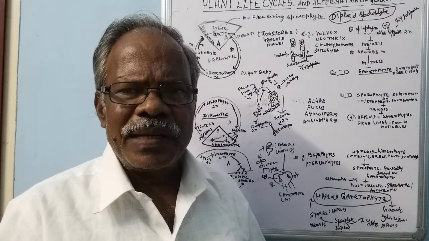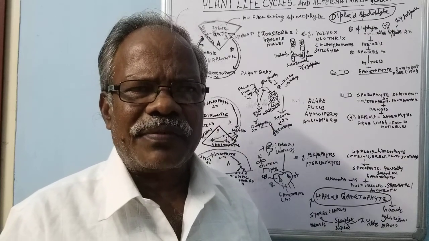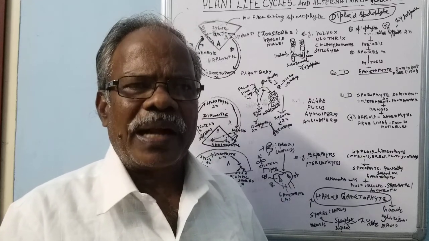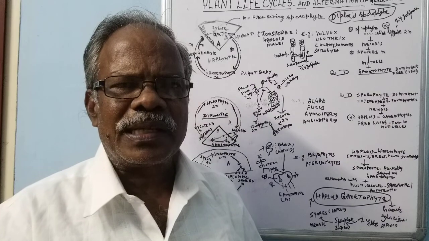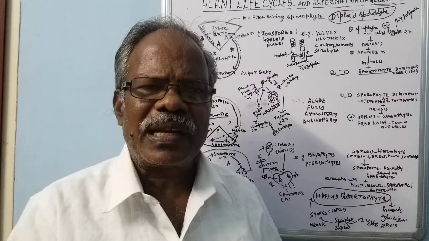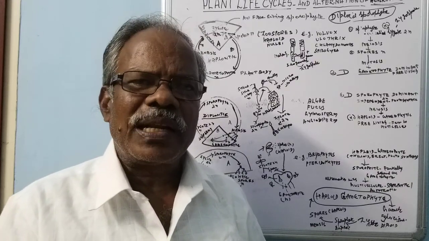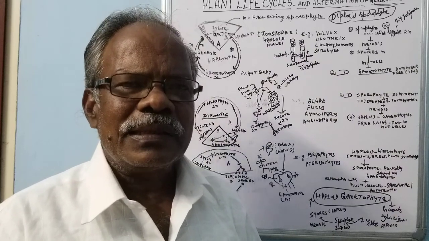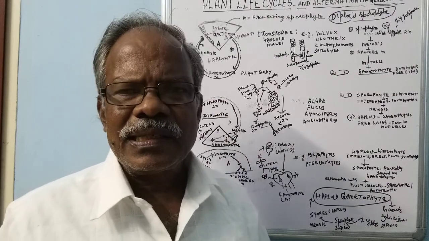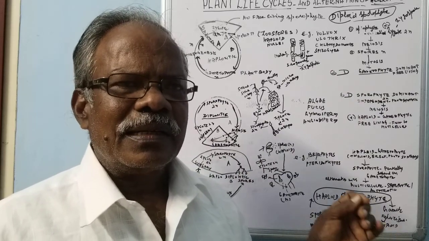Haploid means if the number of chromosome is in odd number, say 3, 5, 7, 9, 11 like that, then it is called haploid, or the chromosome number is odd number. Diploid means when the chromosome is in even number, say 4, 6, 8, 10, 12 like that, that is even number, then it is called diploid chromosome. So basing on this, the alternation of generation exists in plant life.